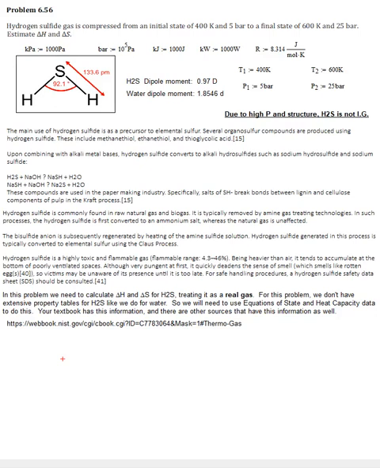In this problem, we're solving number 6.56, Smith and Van Ness, 8th edition. Here we have hydrogen sulfide gas being compressed from an initial state of 400 K and 5 bar to a final state of 600 K and 25 bar. And they want us to calculate the change in enthalpy and the change in entropy.